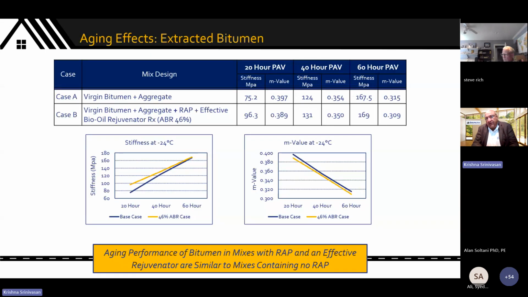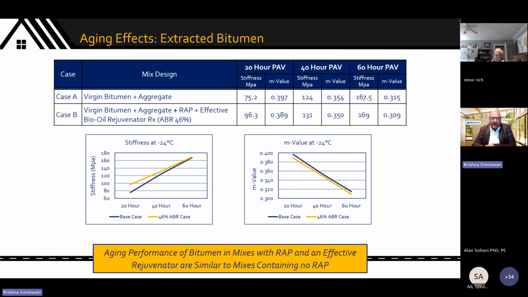So that was what the previous chart was, what it did at the mix level. What does aging of high RAP mixes look at the bitumen level? So again, very similar experiment. You make 2 mixes. In the first mix, it's just virgin bitumen and aggregate. In the second case, it's bitumen, aggregate, rejuvenator, and RAP. And so you make these mixes.